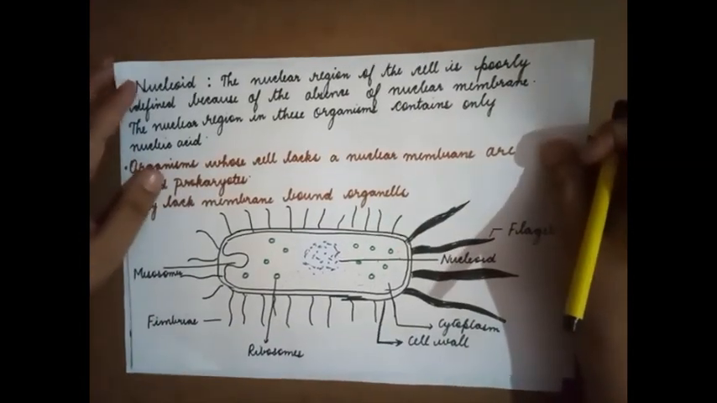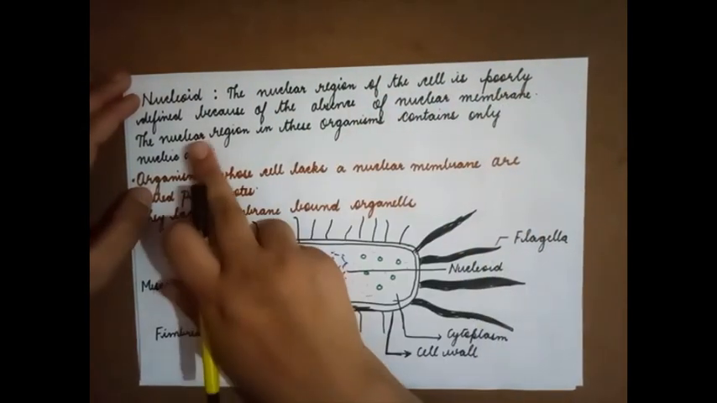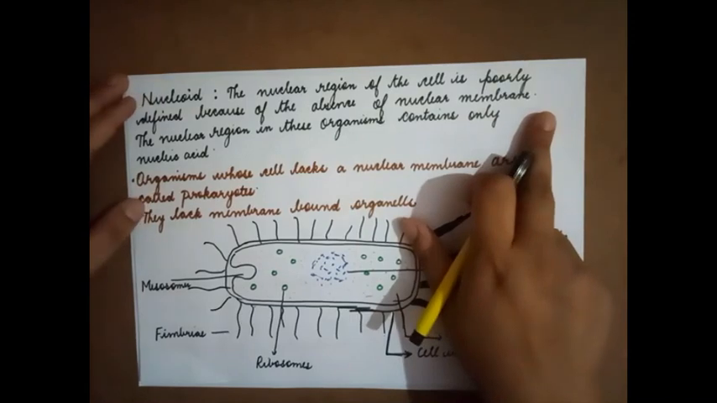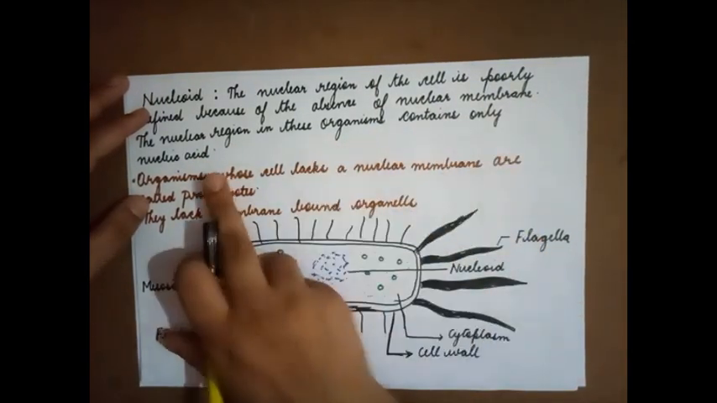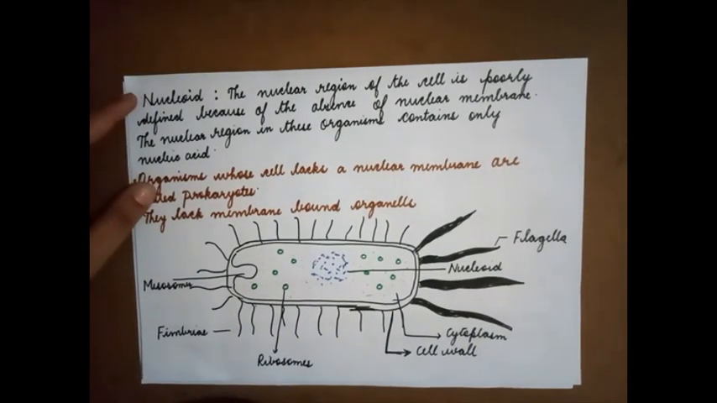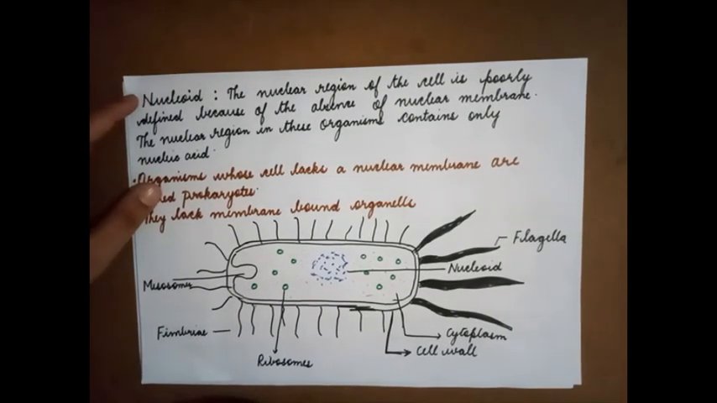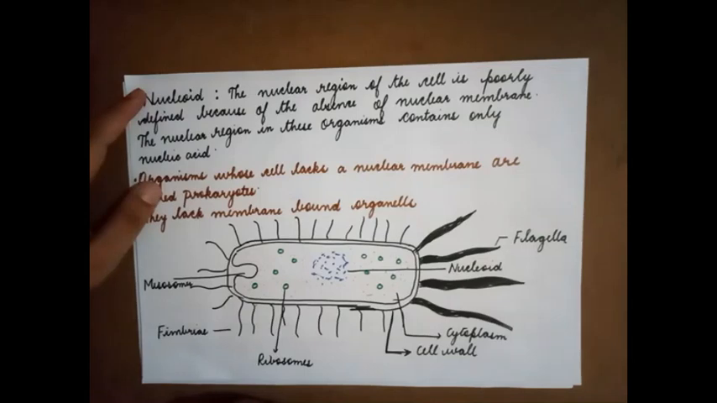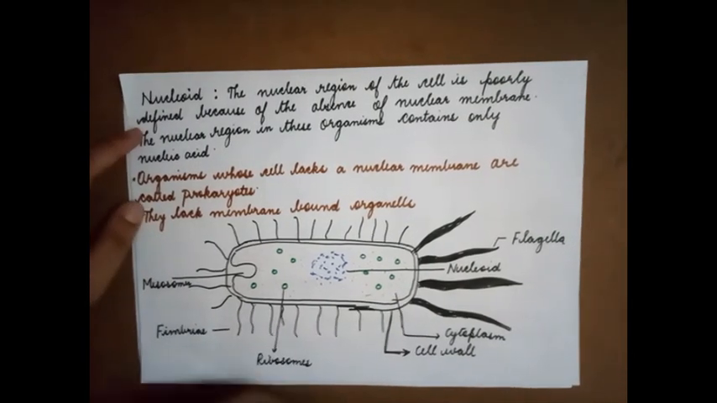Next, moving on to what the nucleoid is. The nuclear region of the cell is poorly defined because of the absence of a nuclear membrane. The nuclear region in these organisms contains only nucleic acid. Now, the nucleoid is again a dark dense region. Here the genetic material is not surrounded by a nuclear membrane. When I say genetic material, it is nothing but the DNA. Here it is not surrounded by the nuclear membrane.